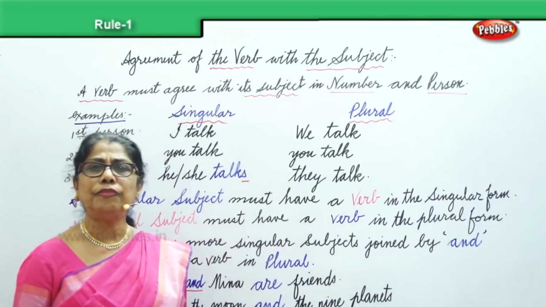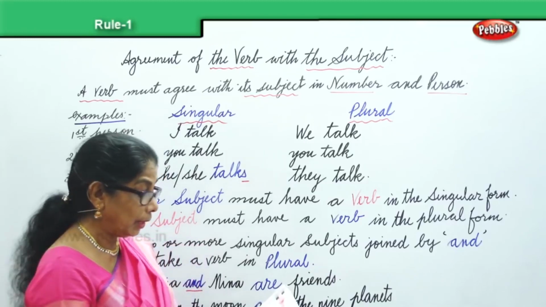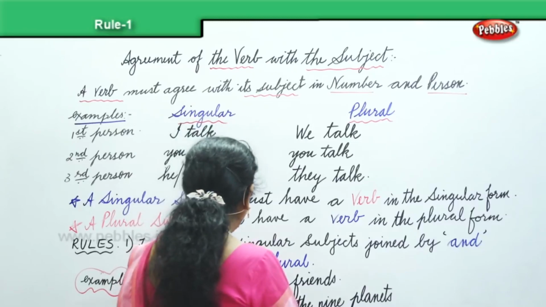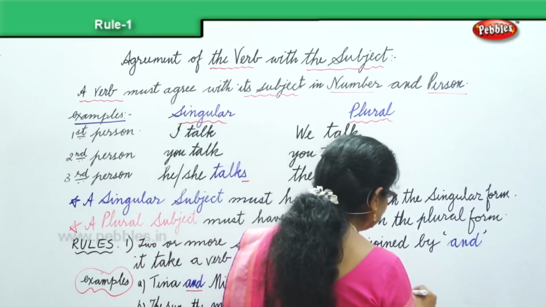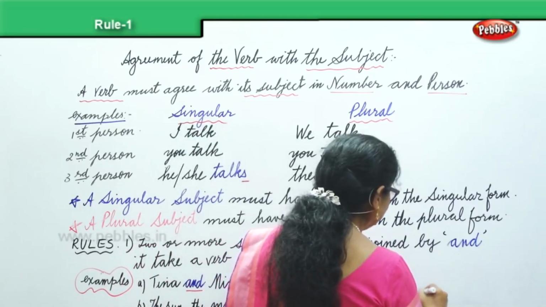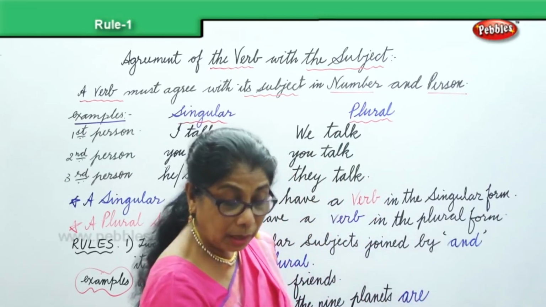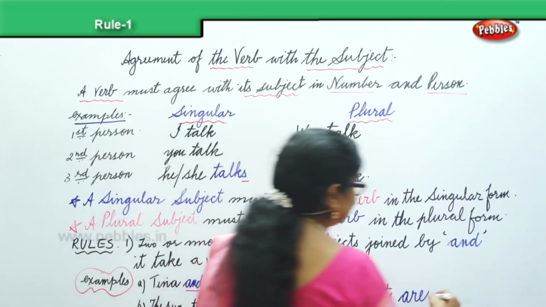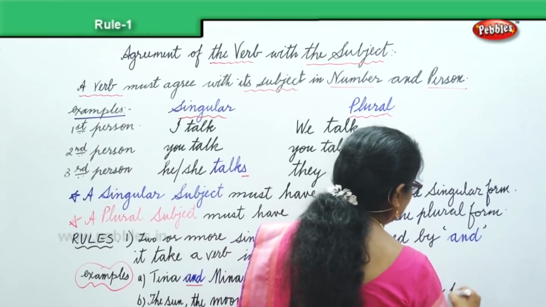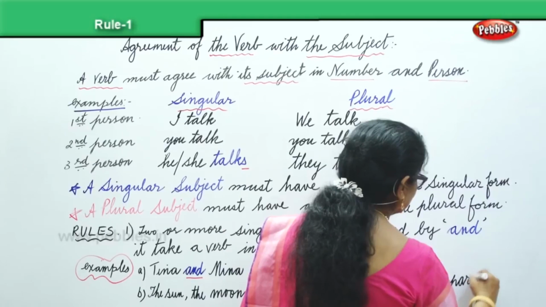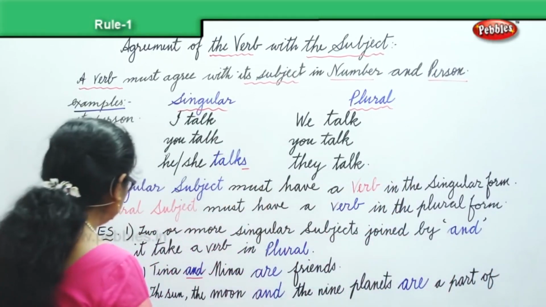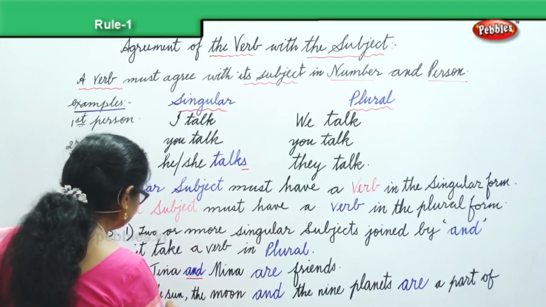It takes the plural form of verb. Okay? So, planets. So, what happens? You say are. Planets are. You use the verb in plural. Are part. A part of a solar system. A part of the solar system.